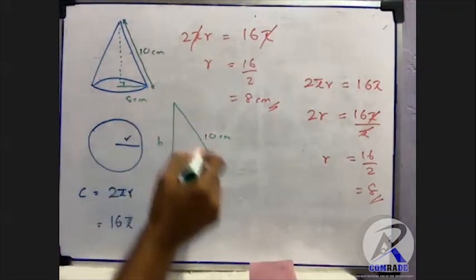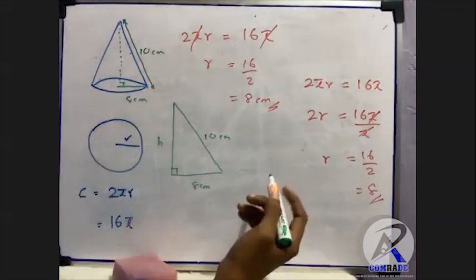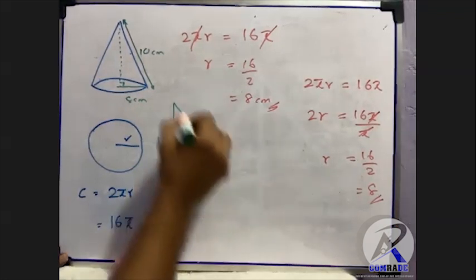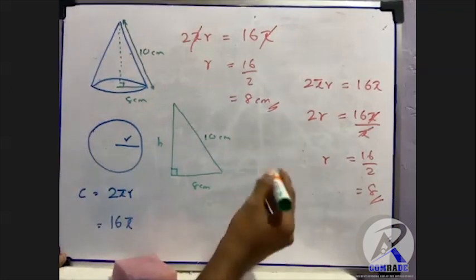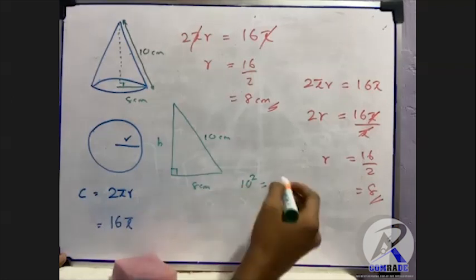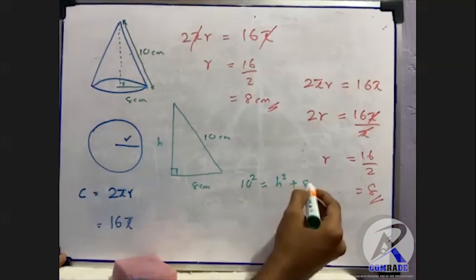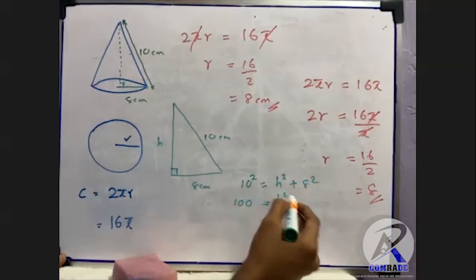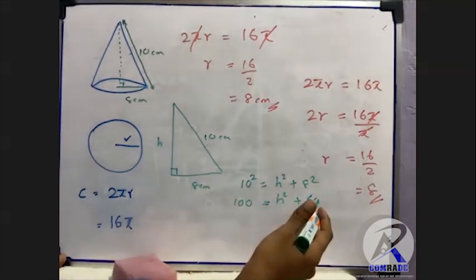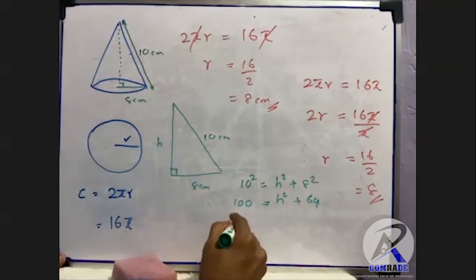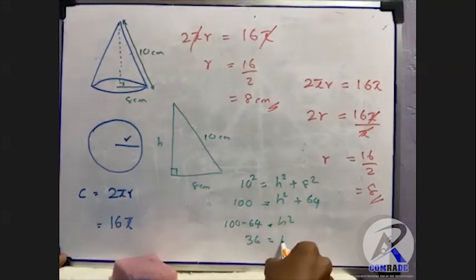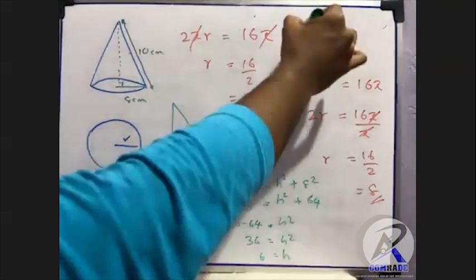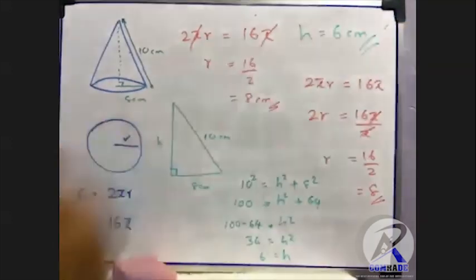Okay, so while you're seeing this, what you can know is Pythagoras. You have to remember Pythagoras. What Pythagoras says is the square of the hypotenuse equals the sum of the squares of the other two sides, right? That means 10 squared should be equal to h squared plus 8 squared. 100 equals h squared plus 64. Okay, so this 64 comes to this side, right? That means 100 minus 64 equals h squared. That means 36 equals h squared, 6 equals h. The standard method of writing this one, h equals 6 centimeters. You found out the perpendicular height.